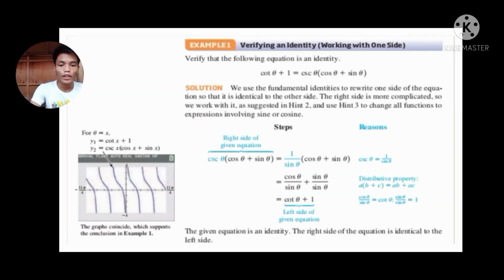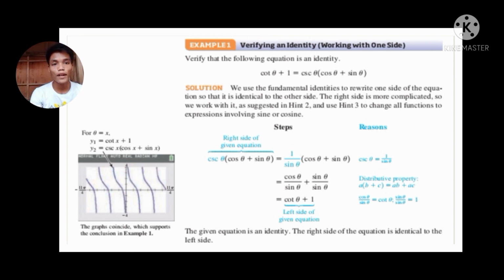As I was making this PPT, I wanted to give a little bit of explanation, but as I observed, the examples are already clearly discussed on how we are going to verify an identity. So what I am going to do now is explain what is being said. So example 1, verifying an identity, working with one side. So what we're going to do is work with one side.